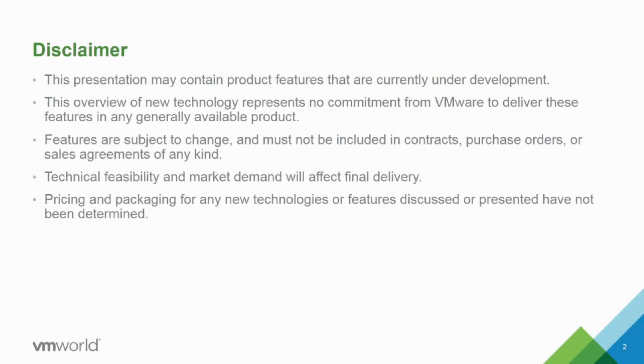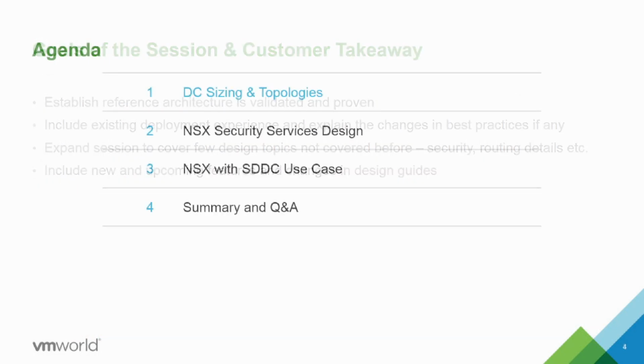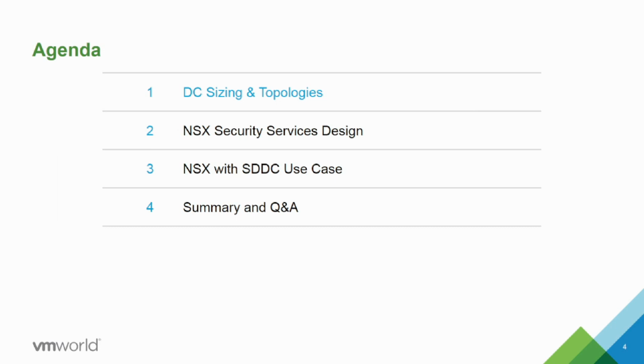So the piece that we were talking about in this session was the data center sizing and topology. That's the first topic. Then we will cover the security service design. The first 2 parts are basically an entire session. Then there is an NSX with SDDC use case, just to give you an idea how all things come together as part of the end-to-end architecture, right?